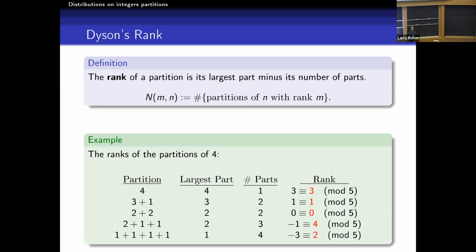We take the difference, and that's our rank. Okay, so notice that for the first partition, we get the rank is 3. The second one, we get 1, 0, -1, and then -3 down there at the bottom. Okay, and then we reduce those mod 5. Now this is an interesting thing to do, if we reduce these mod 5, because this relates back to a congruence of Ramanujan.